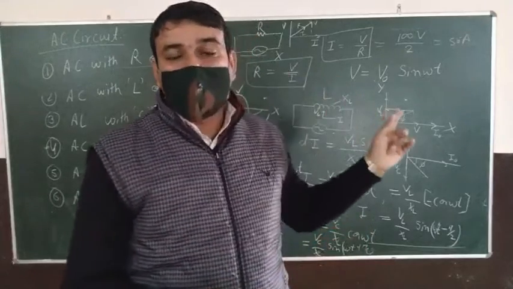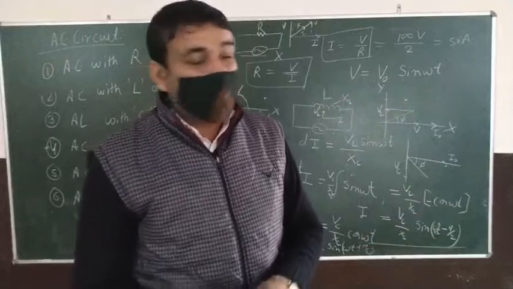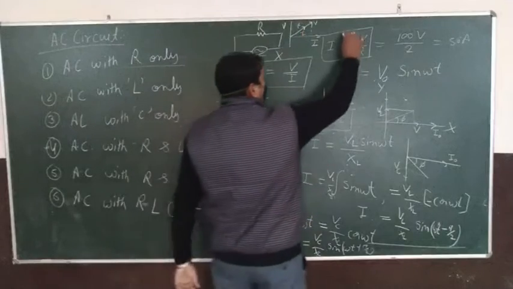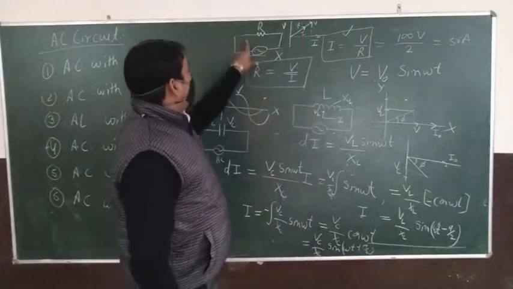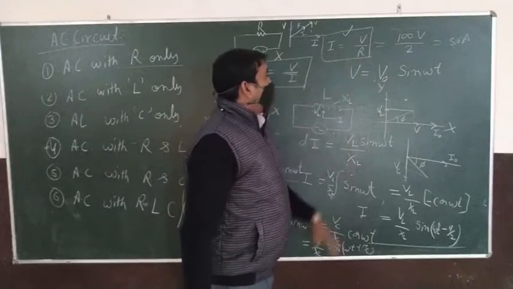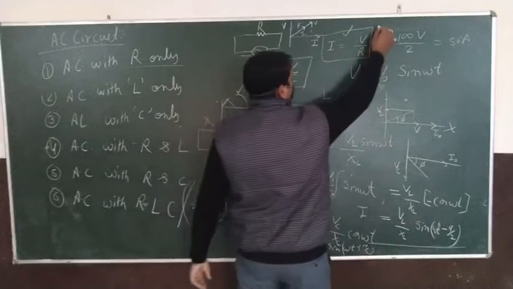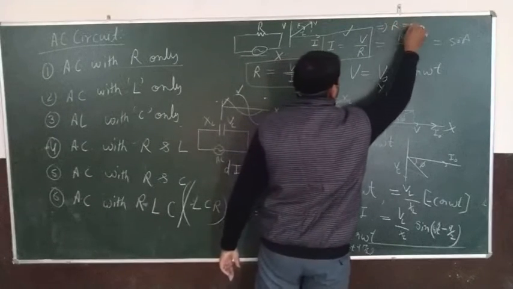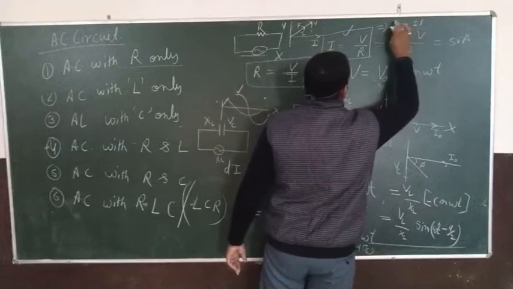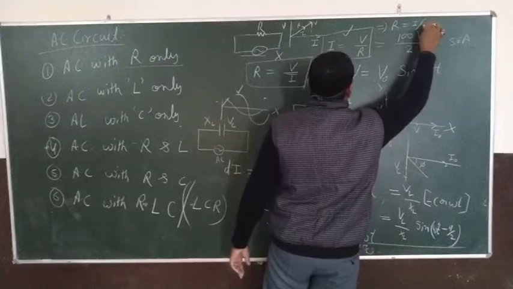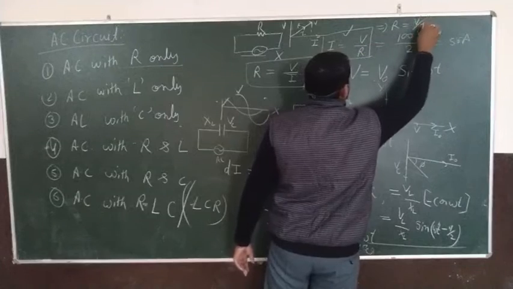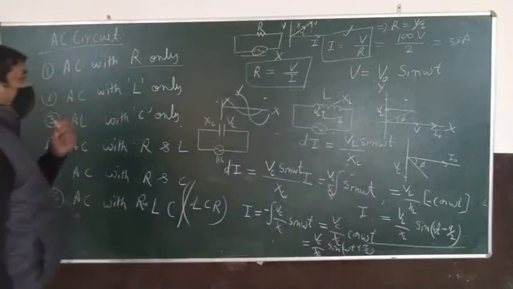So in the simple circuit having resistance only, the current and the voltage are in the same direction, and the reactance in this particular case is given by I is equal to V upon R, and here this resistance R is equal to V upon I. This is the first circuit.